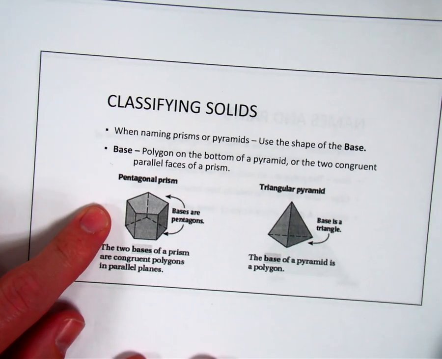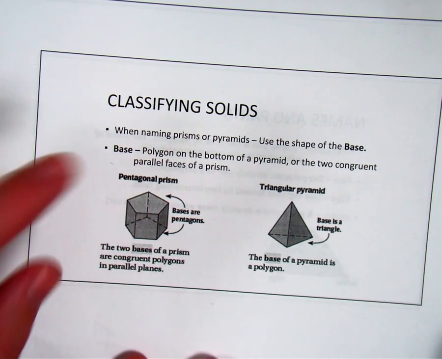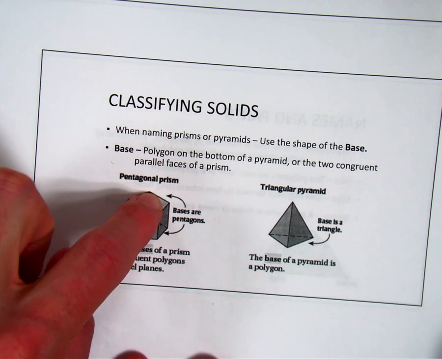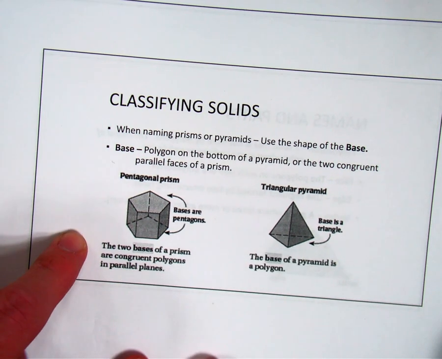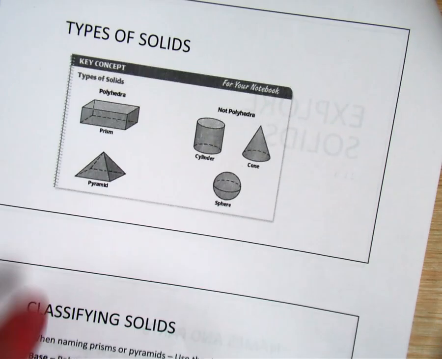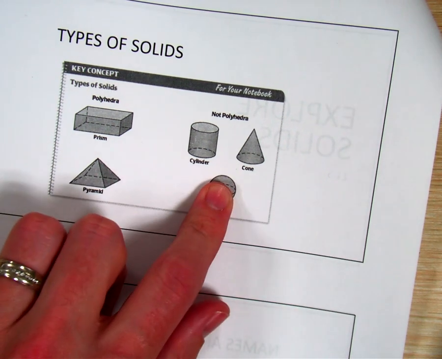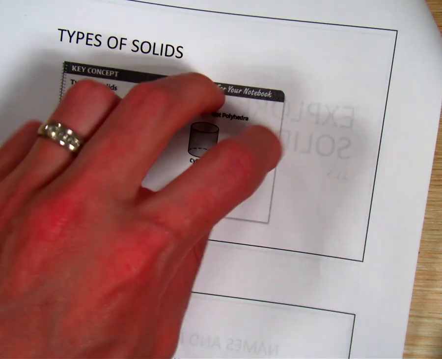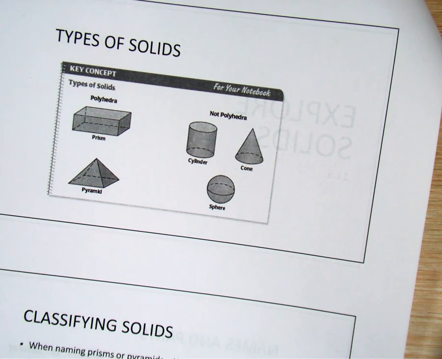Alright, when we're classifying, we name it by the base, what shape the base is, and if it goes up to another one of those, it's a prism. Pentagon on the bottom, pentagon on top, pentagonal prism. Okay, if it would have been a pentagon on the bottom going up to a point, that would have been a pentagonal pyramid. Remember that polyhedrons have polygons for sides. If they got a cylinder, cone, sphere, the rounded ones, not going to be polyhedrons. Okay?